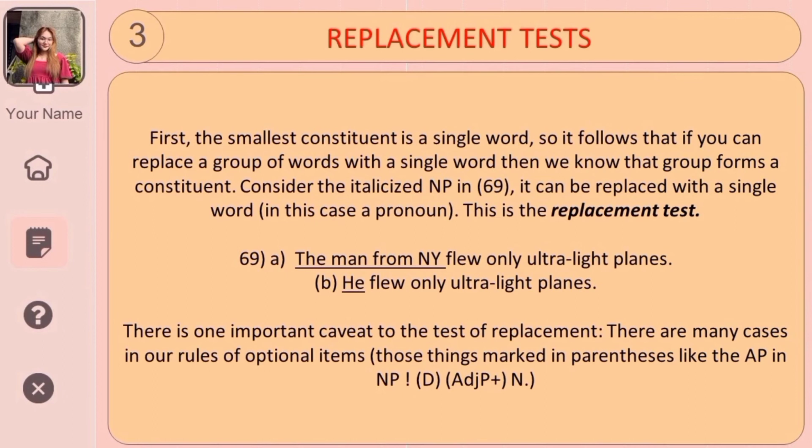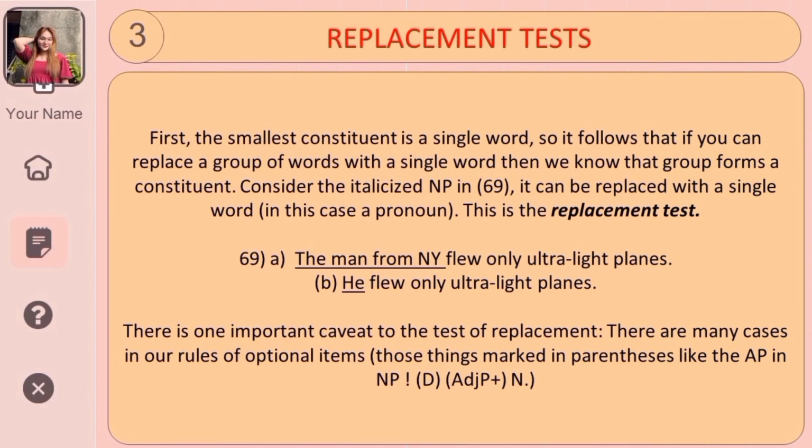The man from New York flew only ultralight planes sounds like a bad sentence, so the group of words "the man from New York" can be replaced by the pronoun "he." The original sentence, "The man from New York flew only ultralight planes," is now replaced as "He flew only ultralight planes." When we replace a string of words with a single word, how do we know that we are not just leaving off the optional items? Well, to avoid this problem, we have to keep the meaning as closely related to the original as possible.